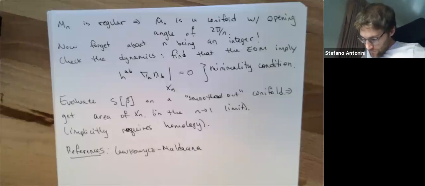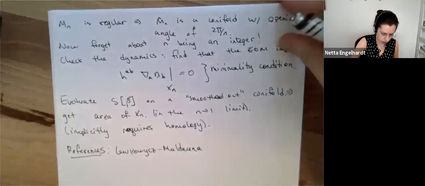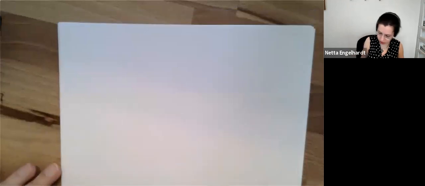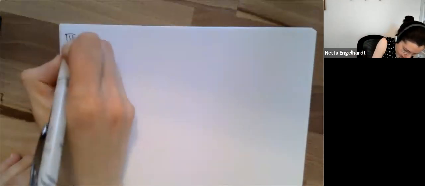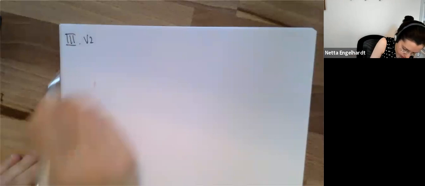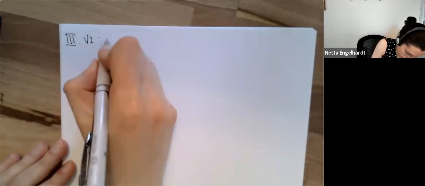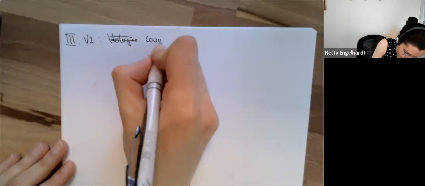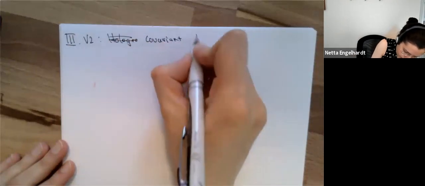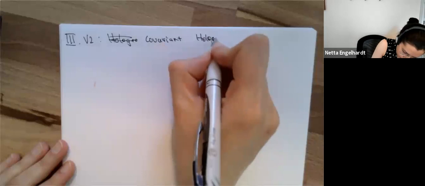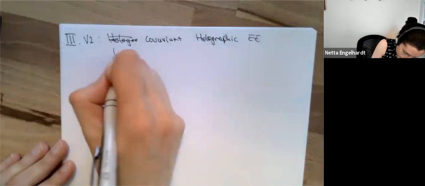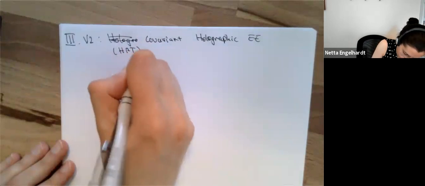All right. So that concludes our discussion of the static case, and we are ready to move on to part 3, which is the covariant holographic entanglement entropy. And again, this is Hubeny, Rangamani, and Takayanagi.